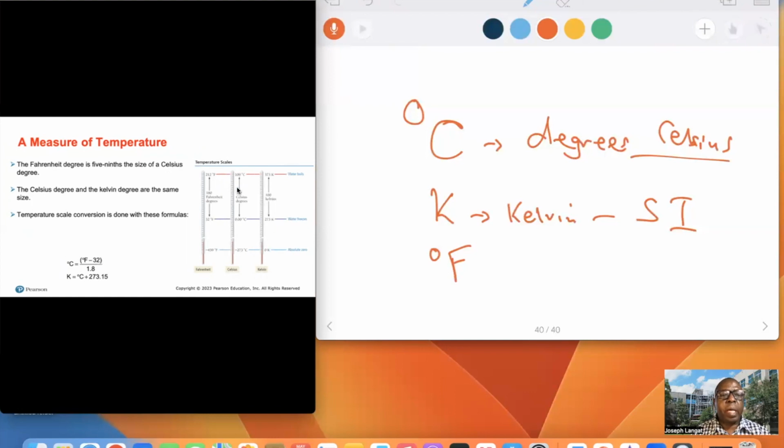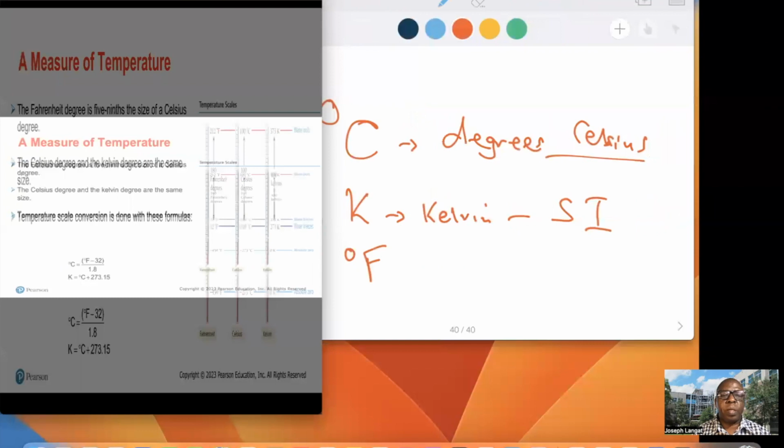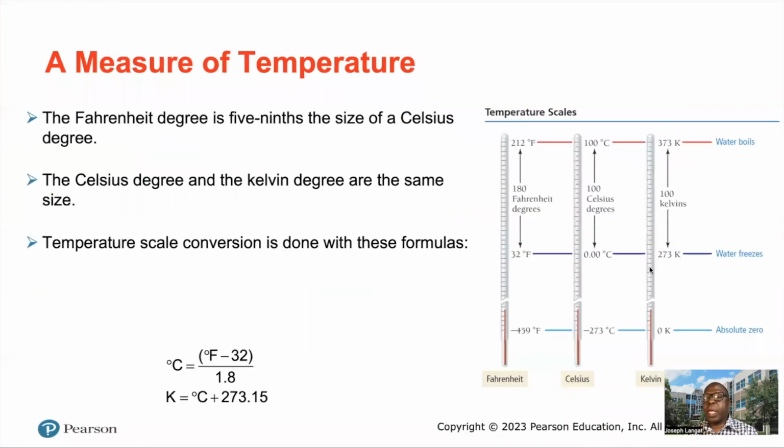Let me just blow this up so that you can see clearly. What you see here is the temperature measurement of the boiling point and freezing point for water. We are familiar with degrees Celsius. Water freezes at 0 degrees Celsius and boils at 100 degrees, but in Fahrenheit it boils at 212 and the freezing point is 32 degrees Fahrenheit, and then there is the Kelvin scale.